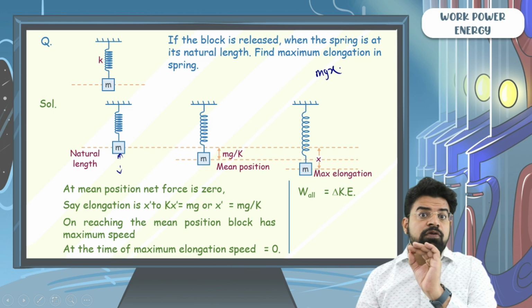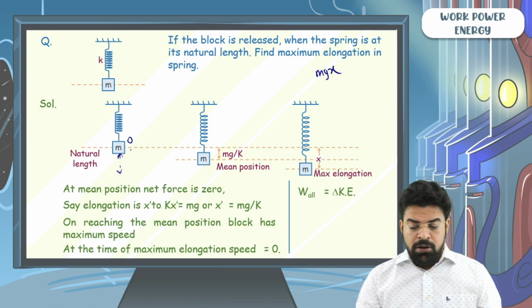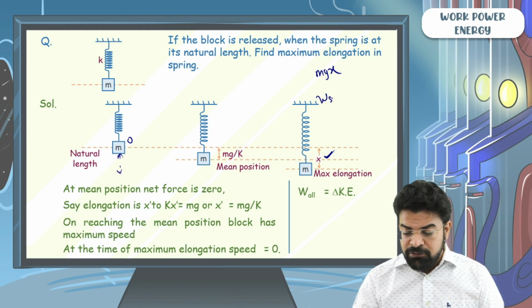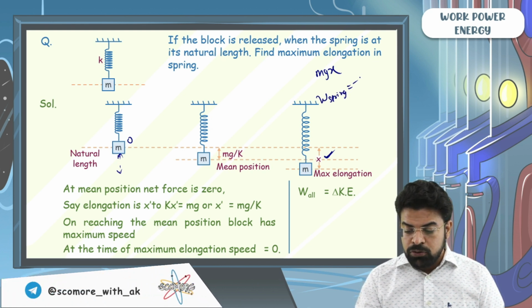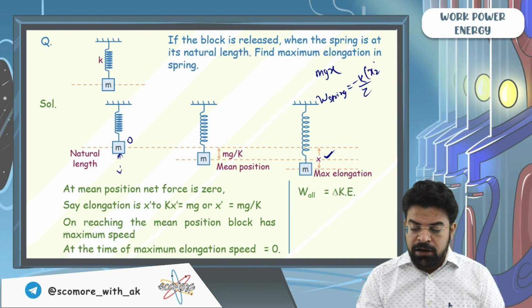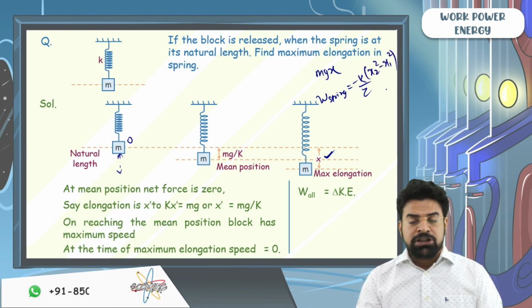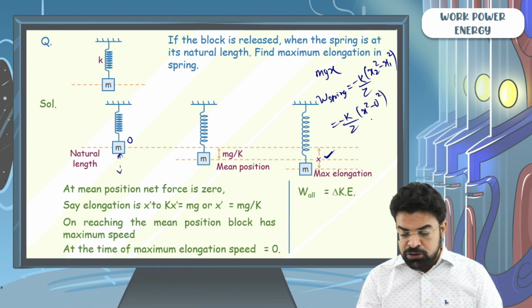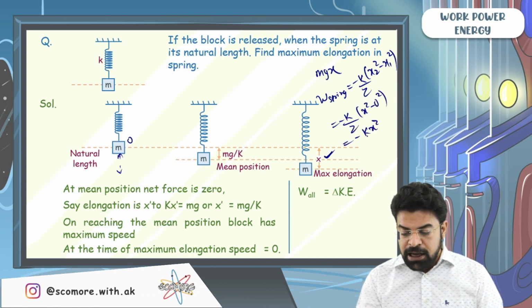Initially, there is no deformation in the spring. Finally, there is a deformation x in the spring. We know that the work done by spring equals minus k by 2 into final deformation square minus initial deformation square. That will be equal to minus k by 2 into x square minus 0 square, which equals minus kx square by 2.